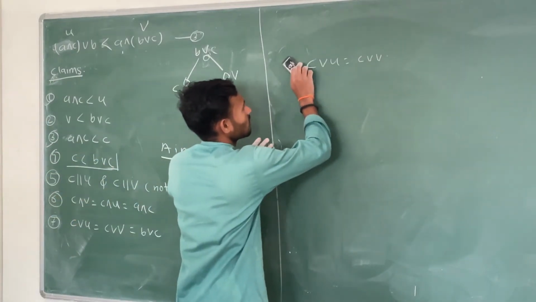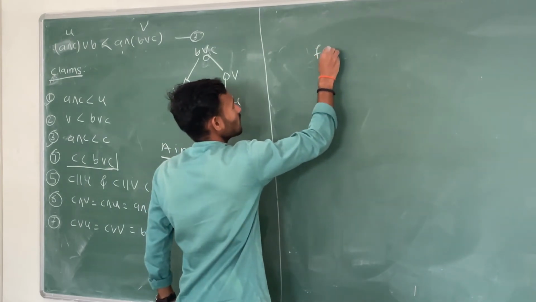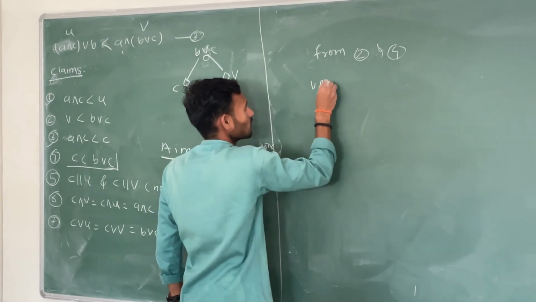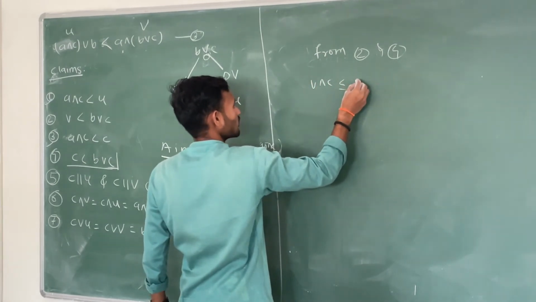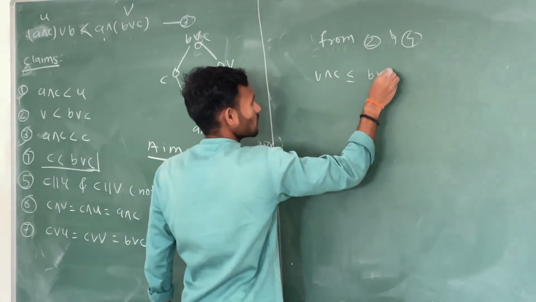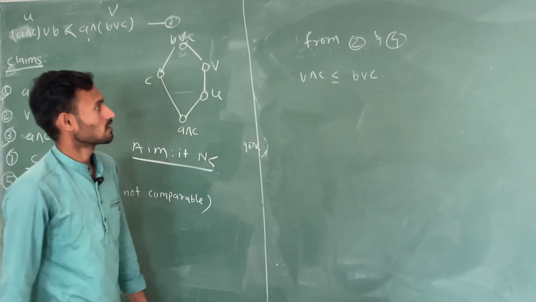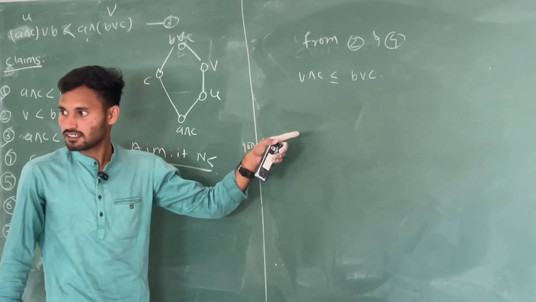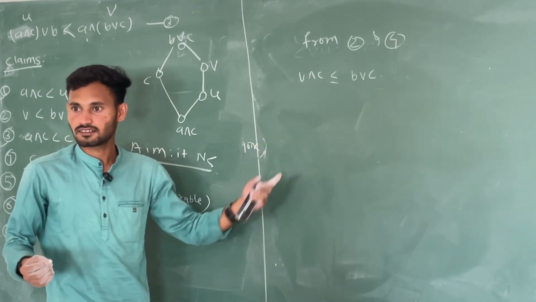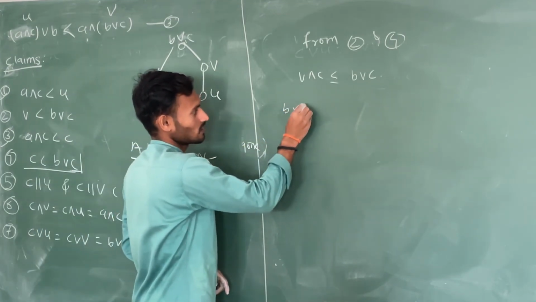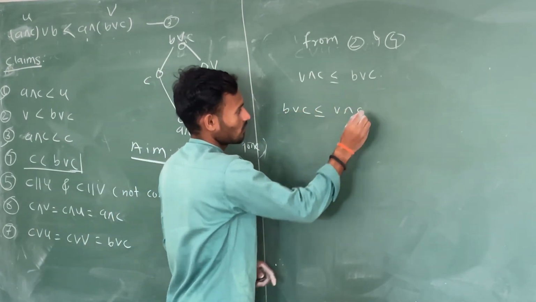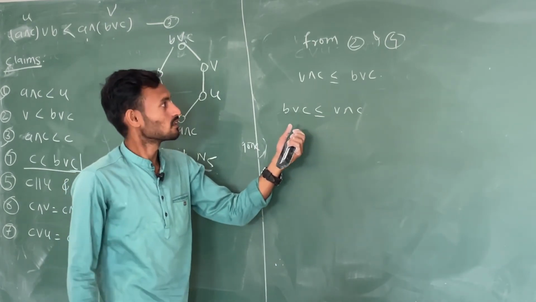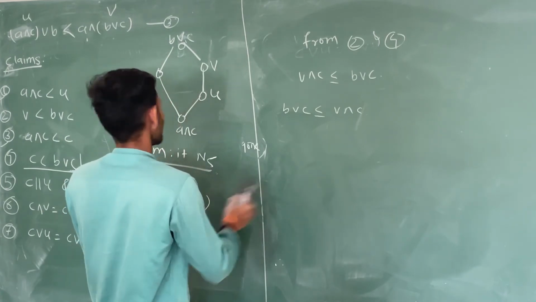You erase that. From second and 4, V join C is less than or equal to B join C. Right? Yes. Now B join C is less than or equal to V join C. You can prove that. We want to prove this. Why have you taken above V meet C? It is join C, no? V join C.